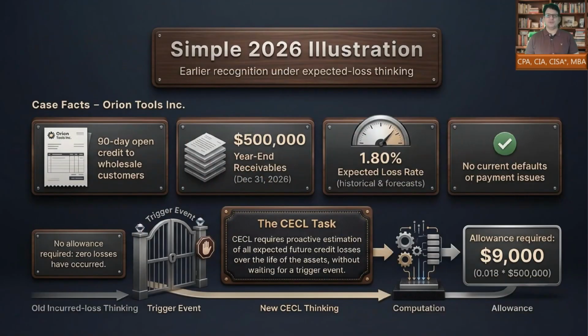Orion sells goods on 90-day credit and has year-end receivables of $500,000. No customer has defaulted yet, and no customer has said they cannot pay. Under the old incurred loss mindset, there might be no allowance because no loss event has occurred or become probable. But under CECL, Orion must estimate expected credit losses at the reporting date. With an expected loss rate of 1.8%, recognition does not wait for default.